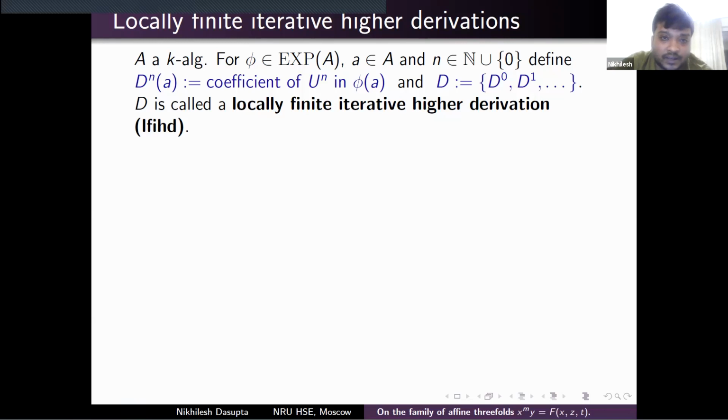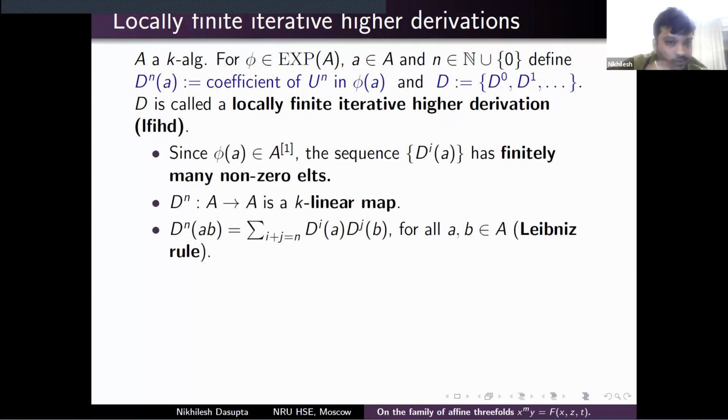And you can see individually d to the power 0, d1, d2. I can look at them as linear maps. So define this set D. It consists of a series of maps. This collection or family of maps is called a set of locally finite iterative higher derivations.